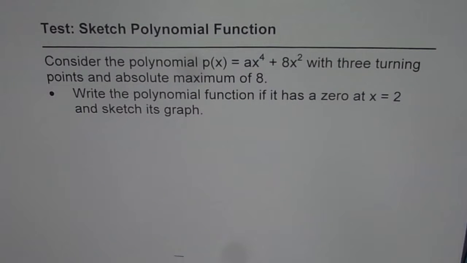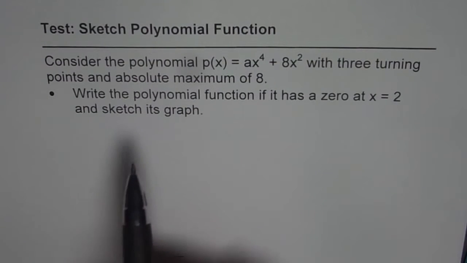The question here is, consider the polynomial p of x equals a x to the power of 4 plus 8x squared, with 3 turning points and absolute maximum of 8. Write the polynomial function if it has a 0 at x equals 2 and sketch its graph. So I'd like you to pause the video, answer, and then look into my suggestion.